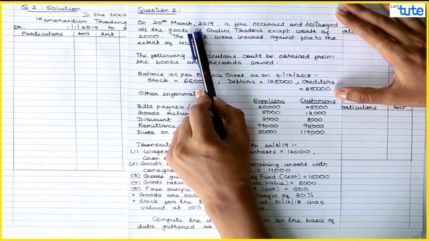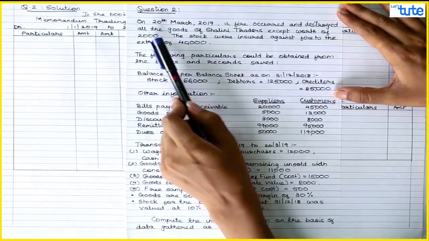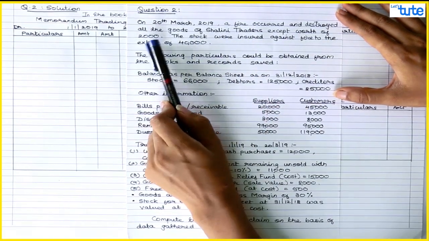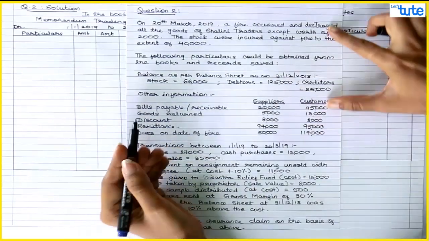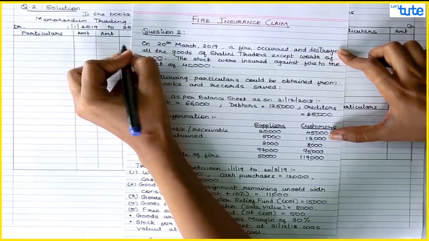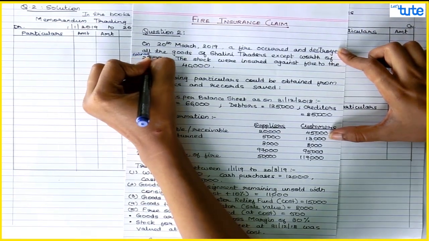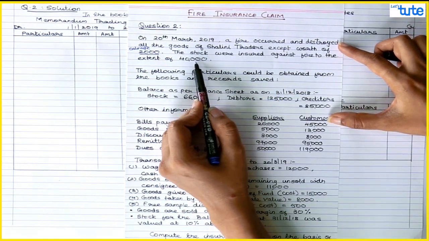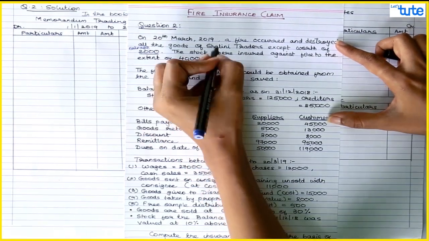On 20th March 2019, a fire occurred and destroyed all the goods of Shalini Traders except worth of 2000. So this would be your salvage, the goods which are saved. So we can just write over here salvage. The stock was insured against the fire to the extent of 40,000. So this is your policy value.